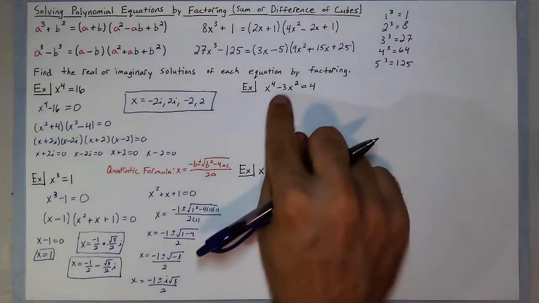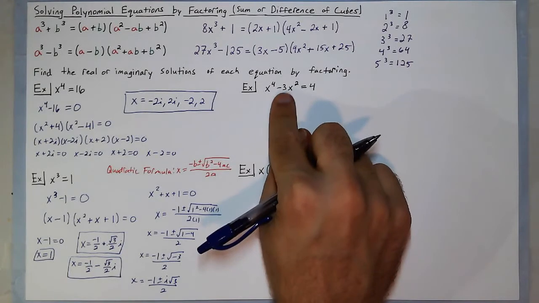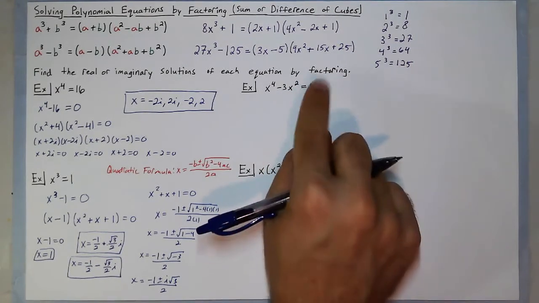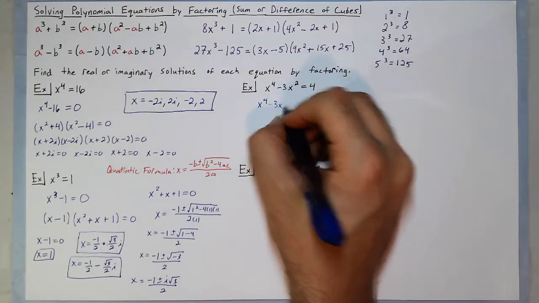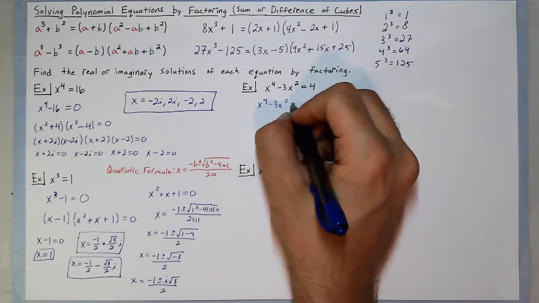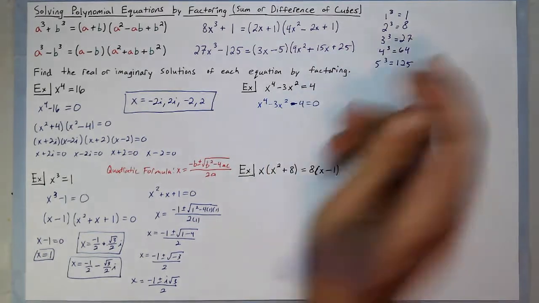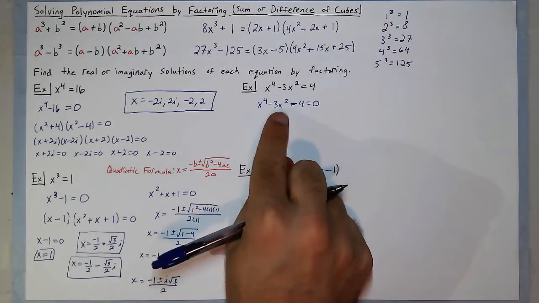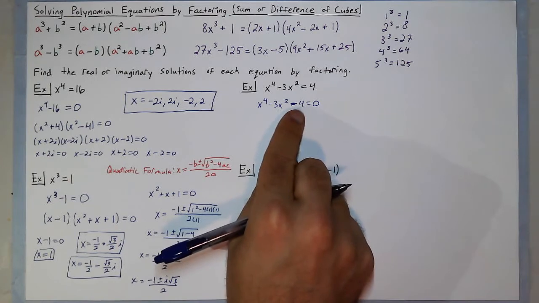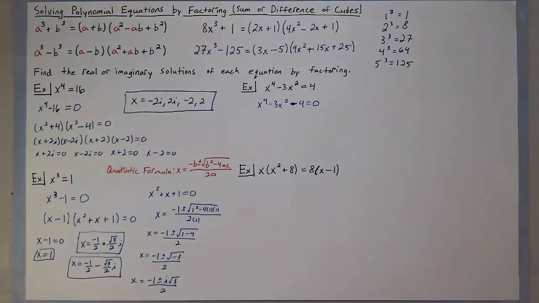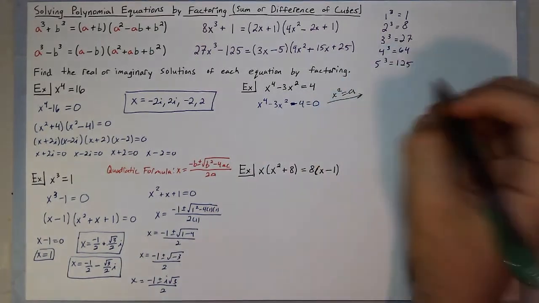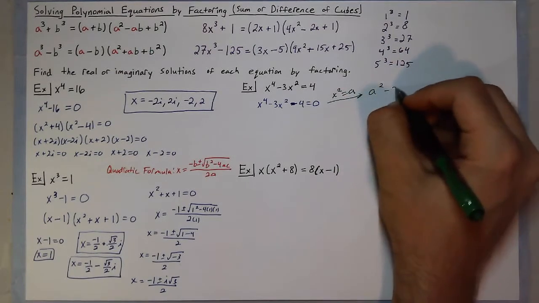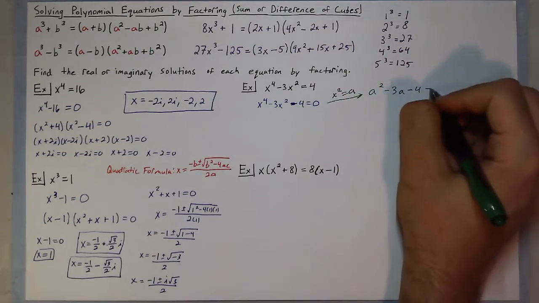Now on the top right, I have x to the 4th minus 3x squared equals 4. So again, I want that to equal 0, and I want to factor to find all of my solutions. So I'll subtract 4. And now I have this quartic trinomial I want to factor, but I know how to factor the quadratic a little bit easier. So I'm actually going to substitute x squared for a. So that'll give me a squared minus 3a minus 4 equals 0.